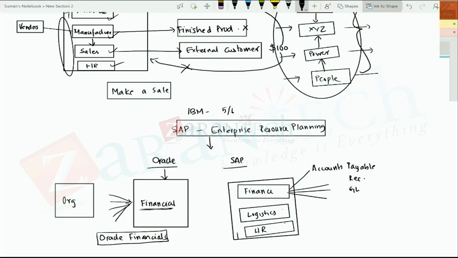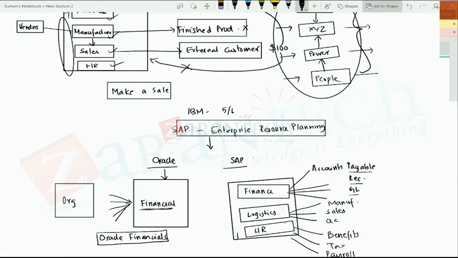If I look at the finance department in an organization, there will be a team that's focused on accounts payable. There will be a team focused on receivables, general ledger, so on and so forth. Similarly, if I look at logistics, there will be a manufacturing department. There will be a sales department. There will be a quality control department. There will be so many different functionalities within logistics. If you look at human resources, there will be a benefits team. There will be a tax team. There will be a payroll team, so on and so forth.